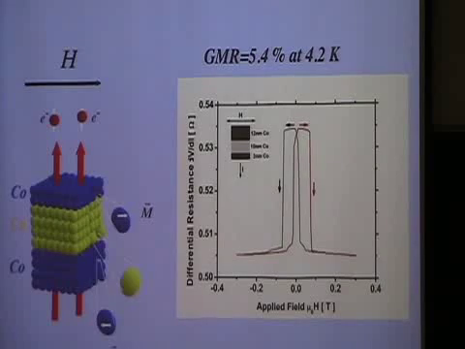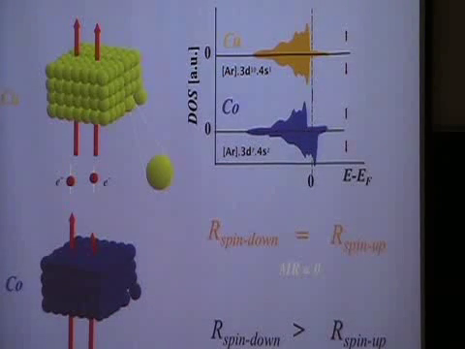So what's the basic explanation? The basic explanation is associated with electron scattering in ferromagnetic materials. In a non-magnet like copper, you have an equal density of up and down spins. There's no net magnetization. But in a material like cobalt, there's an imbalance between spin up and spin down.